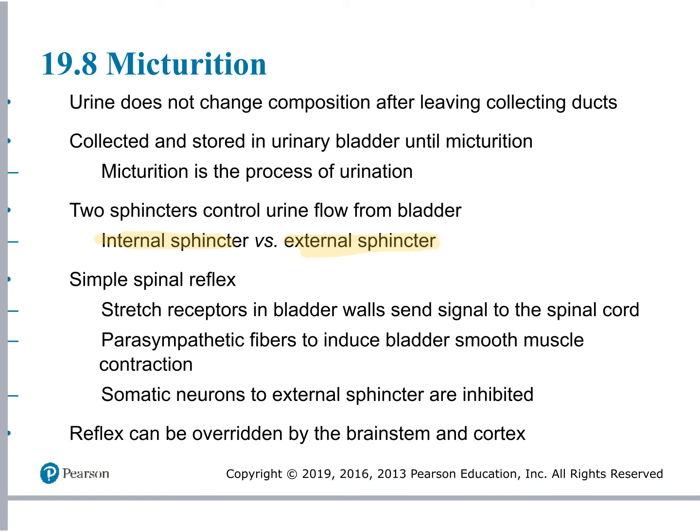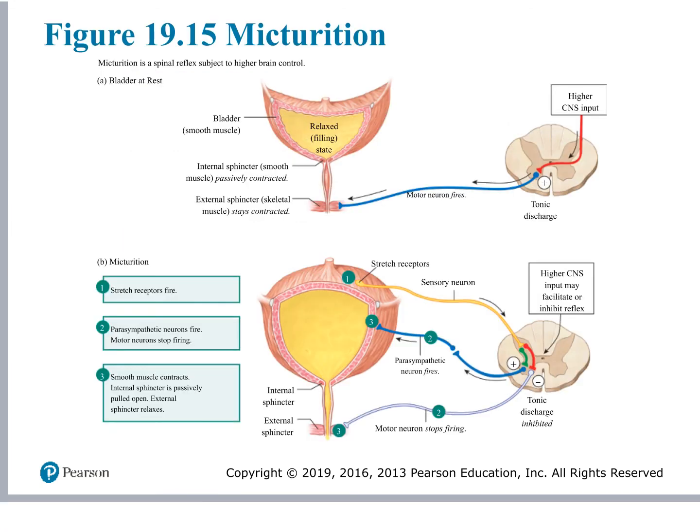So internal sphincter is between the urethra and the bladder. The external sphincter or valve is that part of the urethra that goes through the pelvic floor muscles. The external sphincter is voluntary. So let's go to the next picture. Remember, micturition is under the parasympathetic nervous system control.